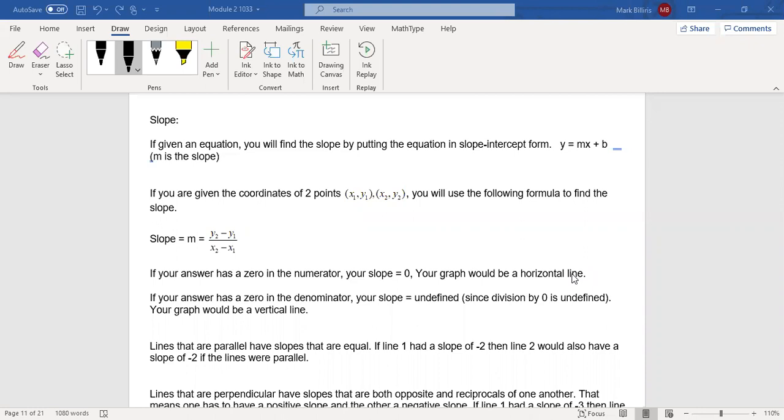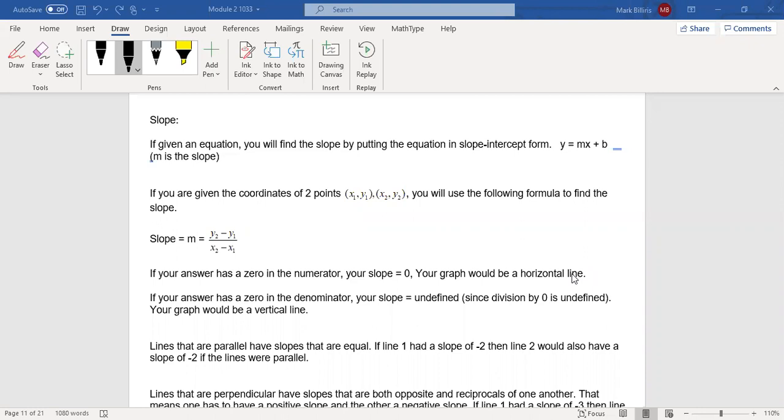We'll continue with Module 2, talking about the slope. So there are different ways to find the slope. If you're given an equation, you'll find the slope by putting the equation into slope-intercept form, y equals mx plus b, remembering that the coefficient, or the value in front of x, is your slope.